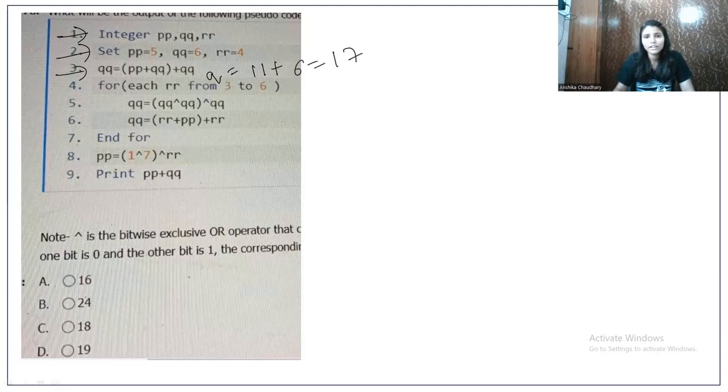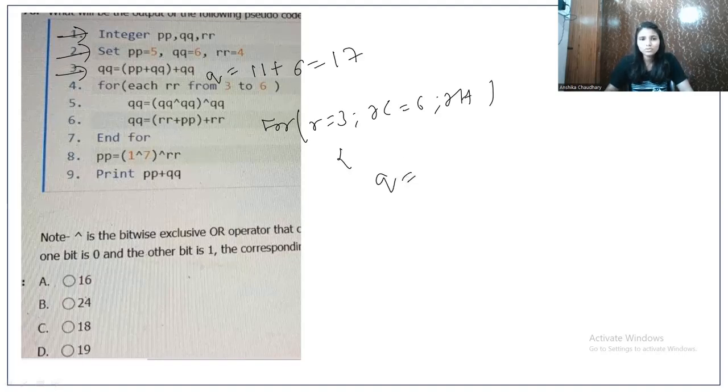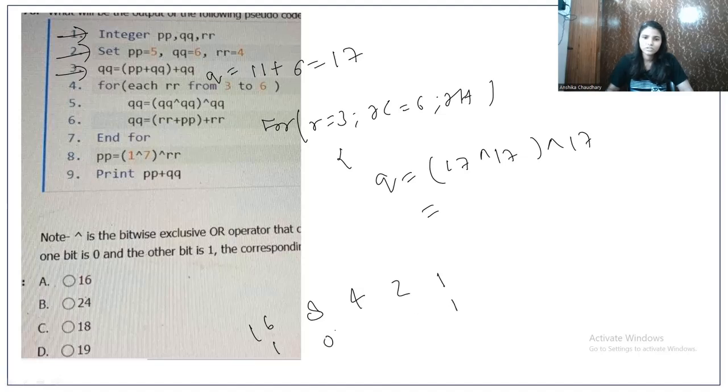All right, now here for R from 3 to 6, R equals 3 and it goes up to 6 with R plus plus. Here we are updating the value of Q: Q XOR Q. Q value was 17, right? Q XOR 17. When we take the XOR of this, according to 8, 4, 2, 1 and 16, 17 will be 1 0 0 0 1. XOR means if both the values are similar, it will return us 0, so it will return 0 0 0 0 0.